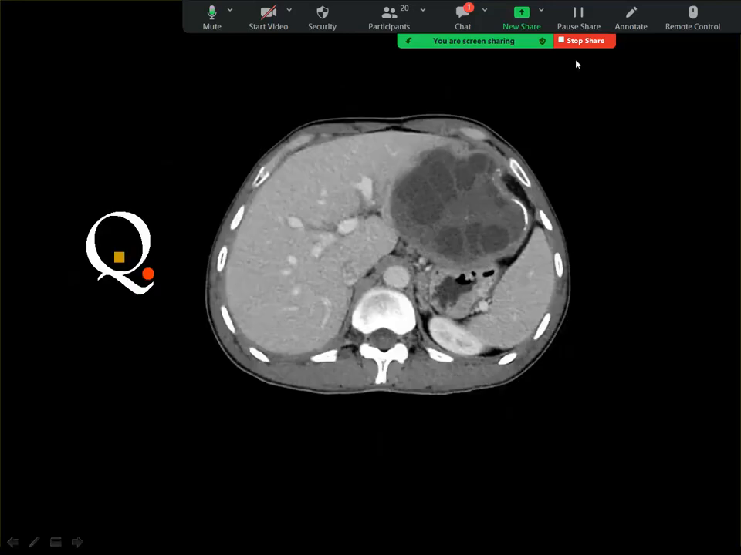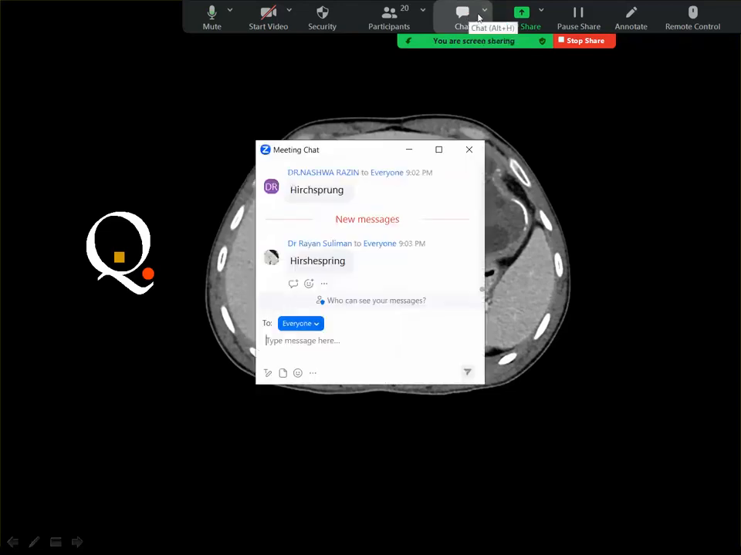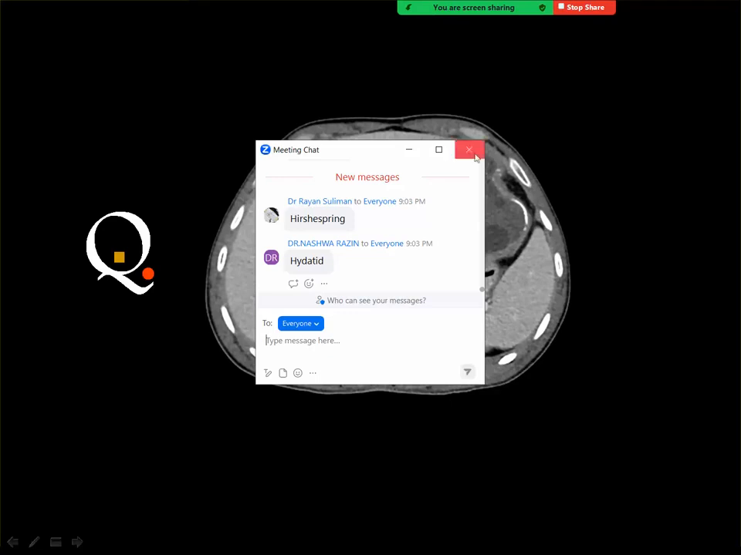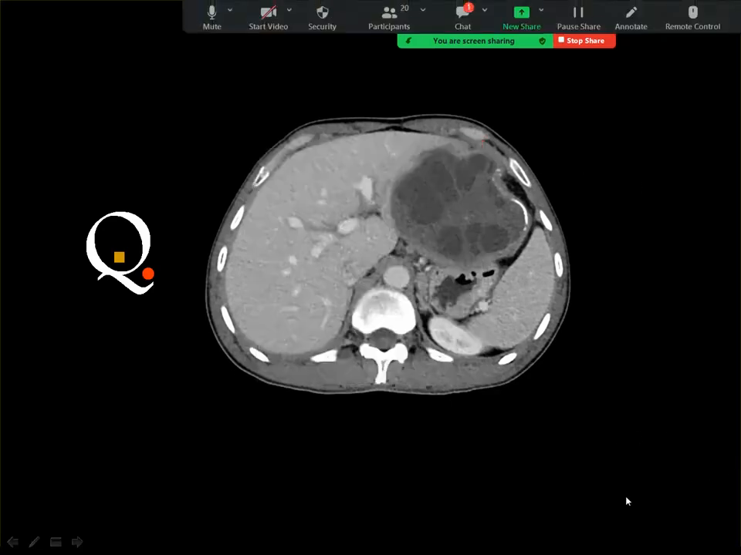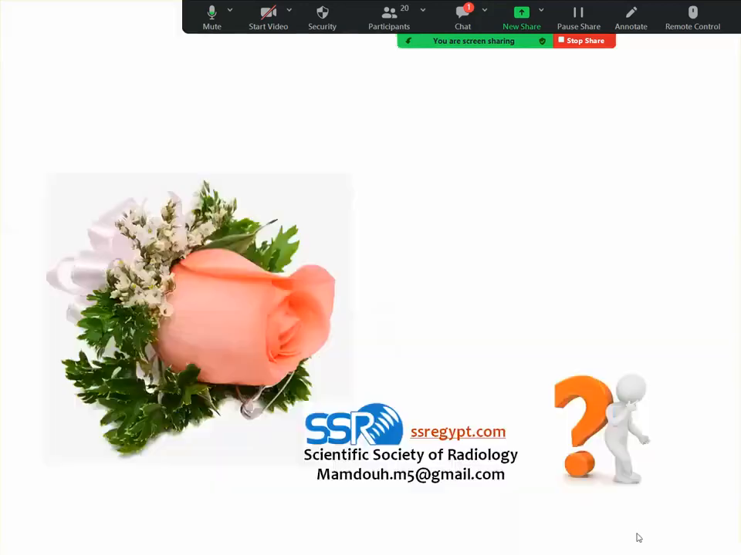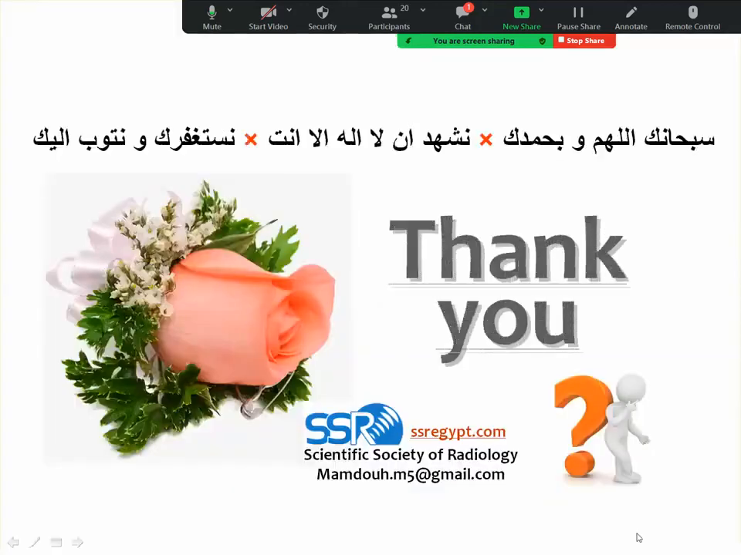CT of the abdomen. Hydatid cyst. Yes, the answer is right. You have this hydatid cyst, which is actually arising from the left lobe of the liver, projecting outside the liver. It shows the very classic appearance of hydatid, a big cyst with multiple daughter cysts arranged on the inner wall of the big cyst, together with some linear calcification of its wall, diagnostic of hydatid cyst.